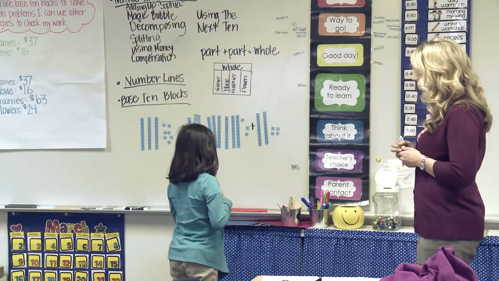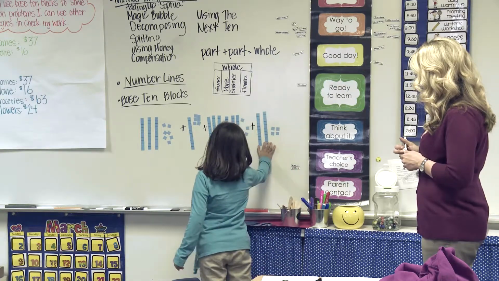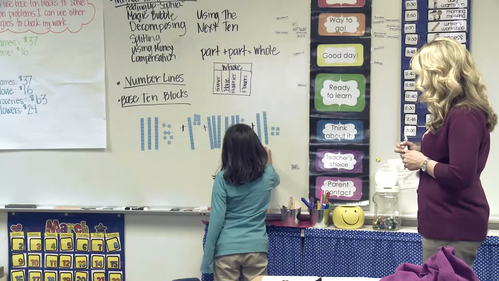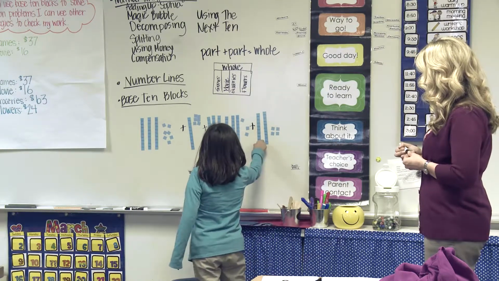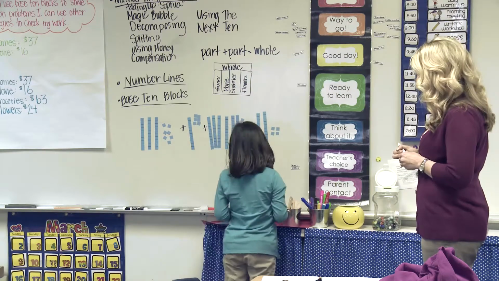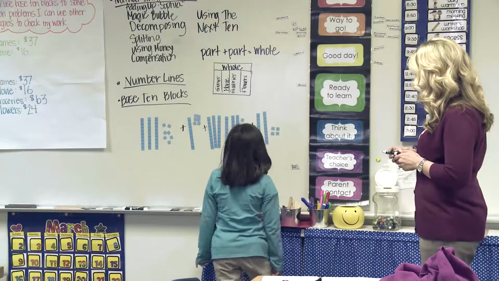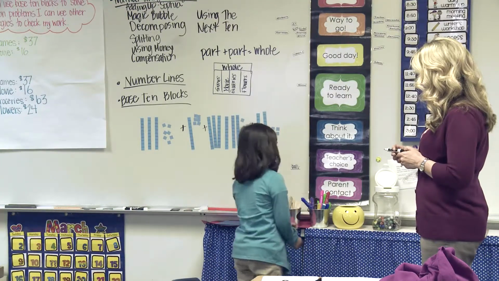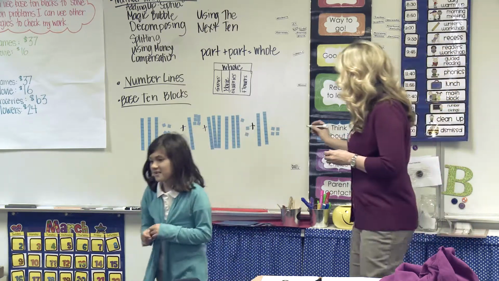Can you describe your number that you built? I built 24. And how did you build 24? Because I know 10 plus 10 equals 20, and 2 plus 2 equals 4. And all together is 24. Well done. Okay.